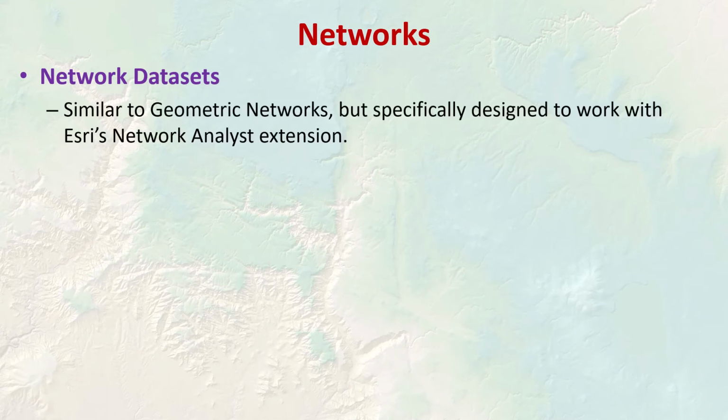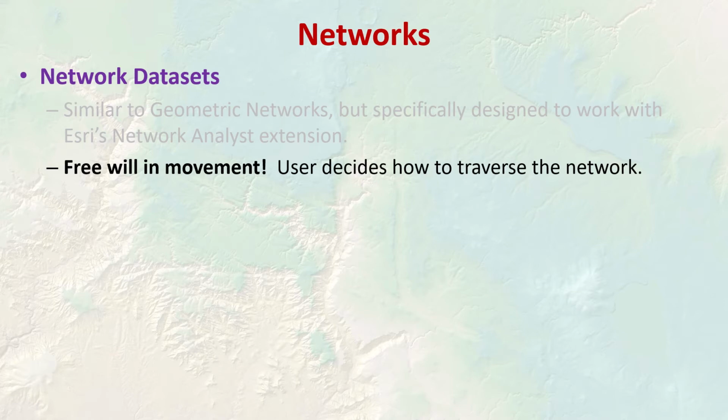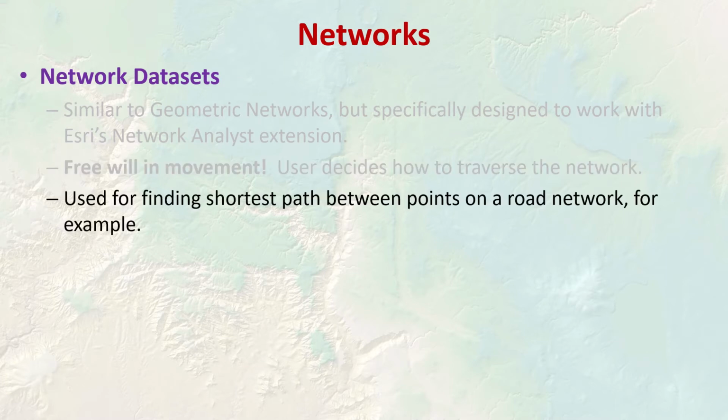Well, next up is something called a network data set. And this is similar to geometric networks, but they are specifically designed for the Network Analyst extension. A neat factor about them is that you have free will and movement. The network is there, but you can set up any rule you want about how an object traverses the network. So it's useful for finding the shortest path between points on a road network, for example.